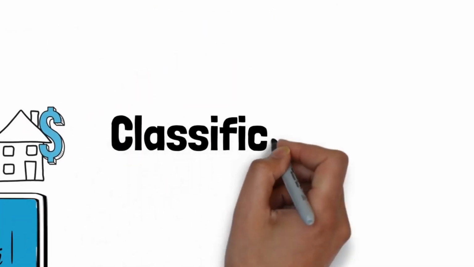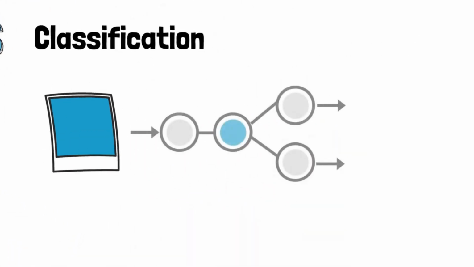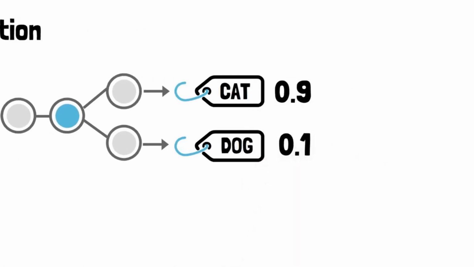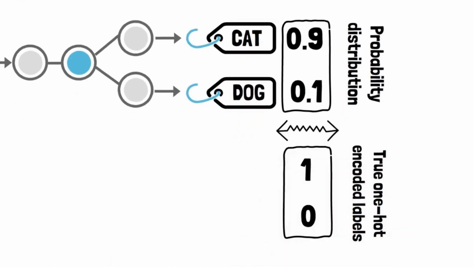Classification is a bit more complex. Here we are assigning data points to specific categories, and our model's output is essentially a probability distribution across these categories. For instance, in classifying an image as a cat or a dog, the model might output probabilities like 90% cat and 10% dog.